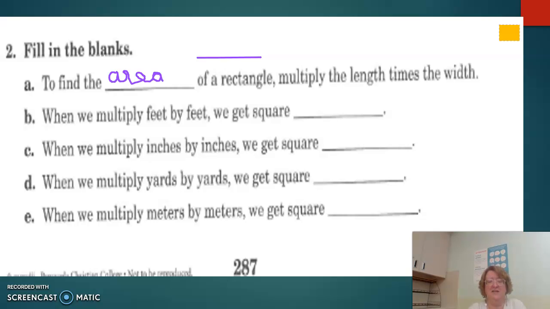All right, let's read the next one together. 3, 2, 1. When we multiply feet by feet, we get square feet. When we multiply inches by inches, we get square inches. If we multiply yards by yards, we get square yards. If we multiply meters by meters, we get square meters. Wow, that was a really tough section to do. Hopefully everyone was able to keep on track with it.